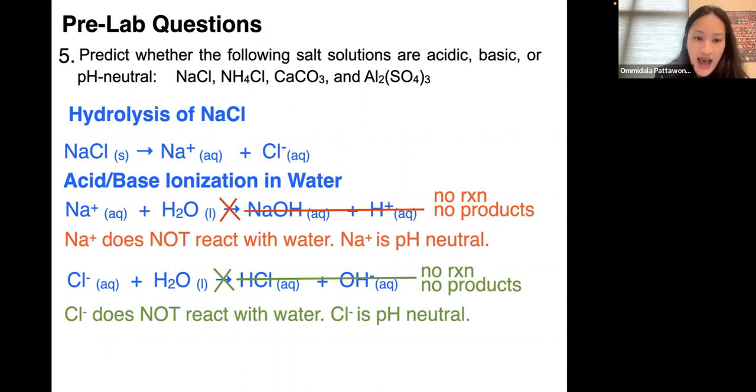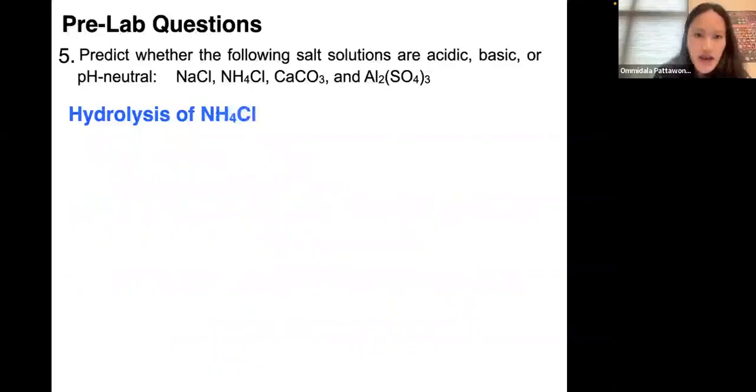Any ion that, after you write out the equation with water, yields a strong acid or strong base, just note that that ion would not react with water. So the pH of that ion would be pH neutral. Okay, so in this case, because both of them yield pH neutral, this salt is considered to be a pH neutral salt. Now let's take a look at ammonium chloride. First step, again, this is a salt.